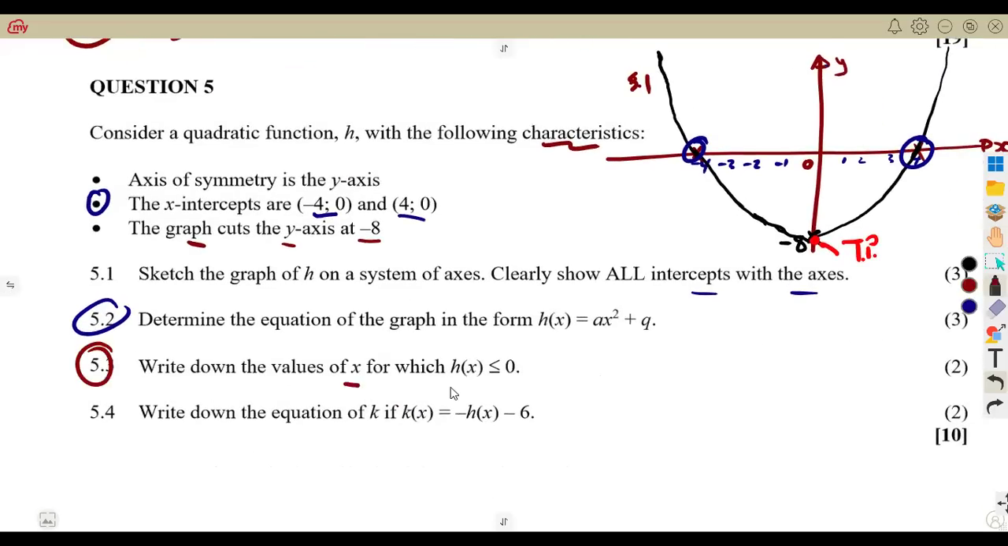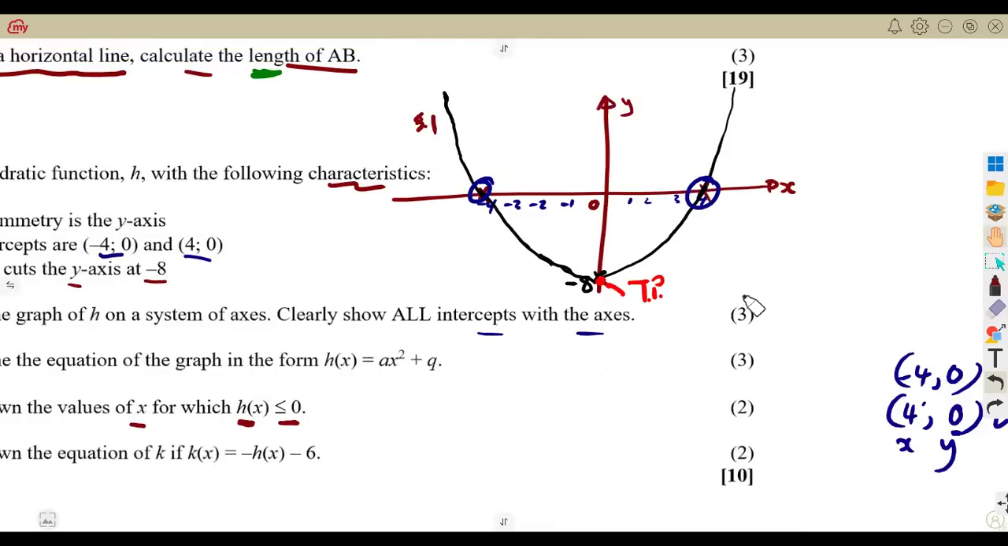Write down the values of x for which h(x) is less than or equal to 0. This is our h(x).